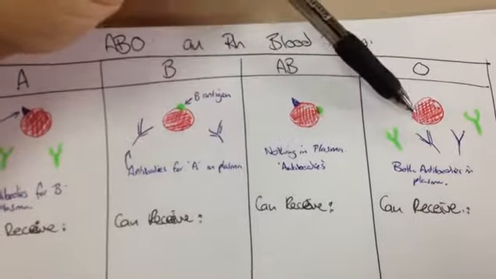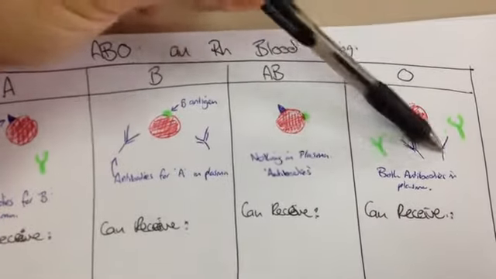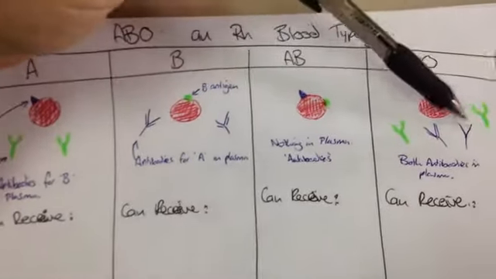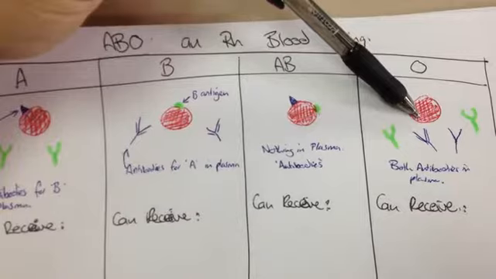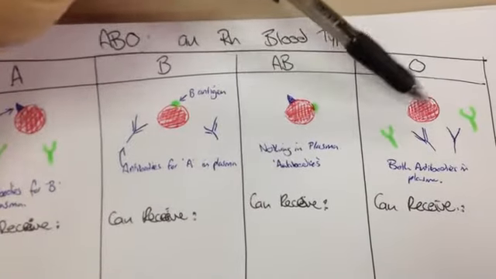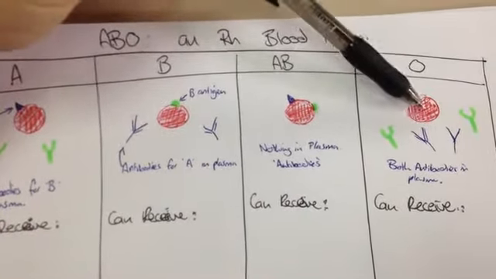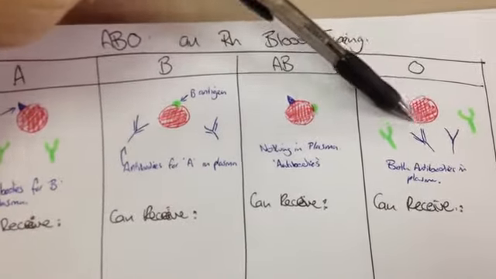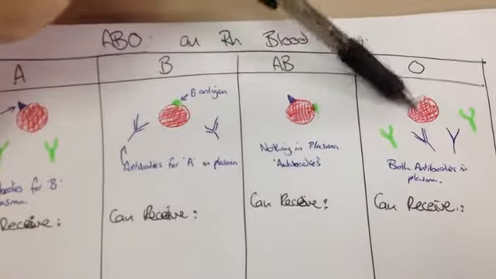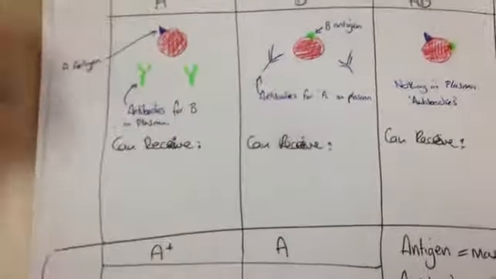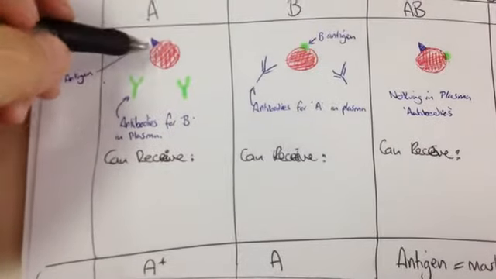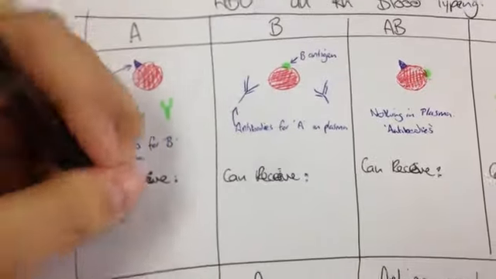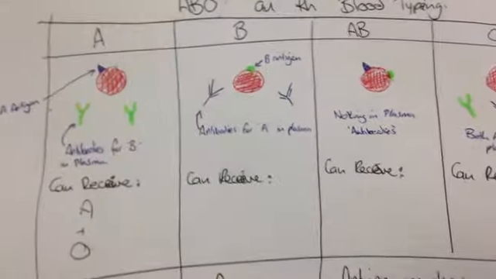Okay. Could we give him O? Yeah, sure, we could give him O, because we're not really transporting these antibodies, so these A antibodies aren't going to attack his A antigen, because they die easily, and we're giving packed cells. So he's just getting the red blood cell, and it's got no antigens, so there's nothing for the antibodies to attach to. Could we give him A? Yeah, sure, we could give him the same blood, that's fine. So we could give him A, and we could give him O. And that's as easy as it is.